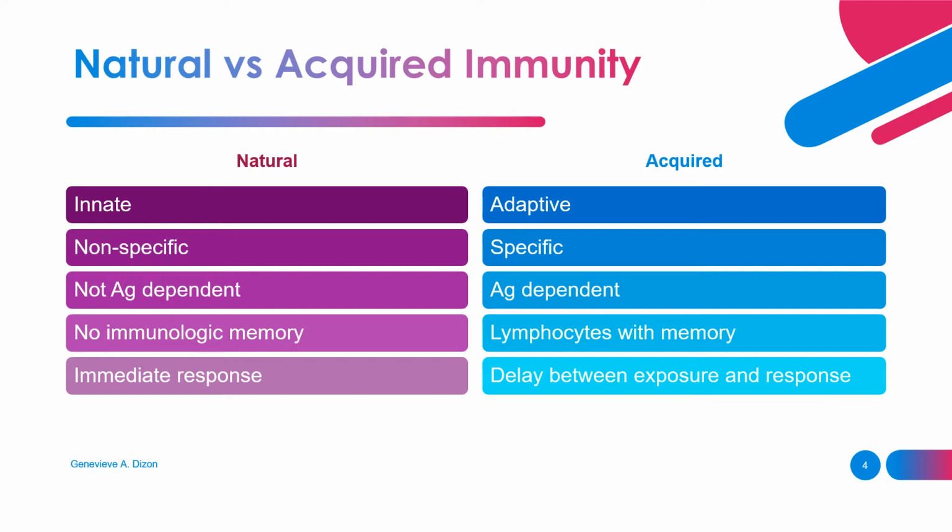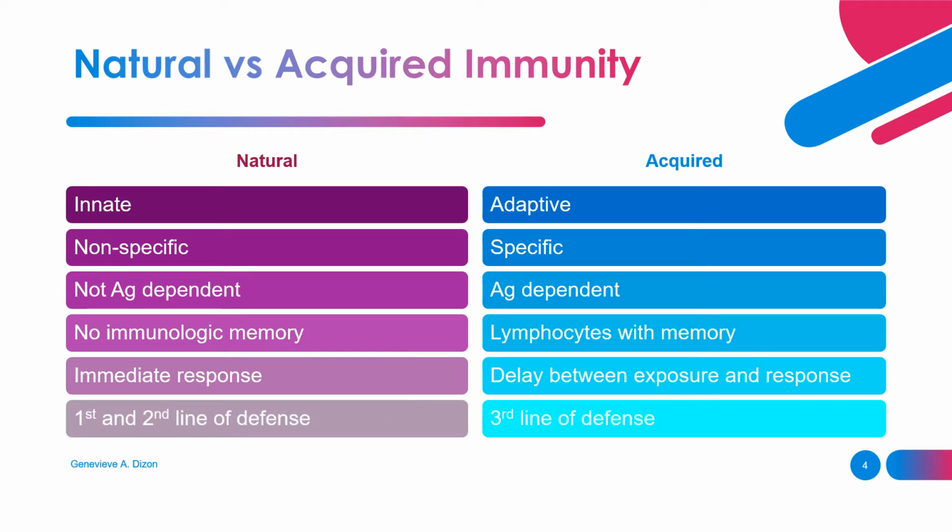So in natural immunity, the response is very fast. After exposure to an antigen, within 30 to 60 minutes, these white blood cells or the natural immune cells can start attacking the antigens, while in acquired immunity, there is a delay of about 3 to 5 days because that's how long the system takes for it to produce antibodies.